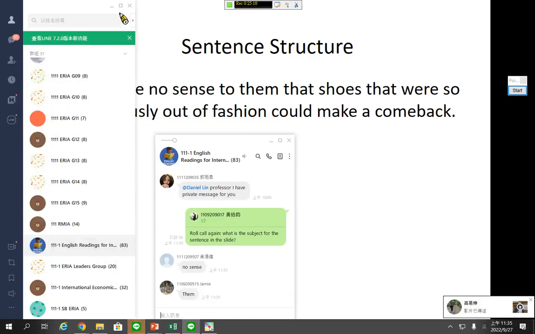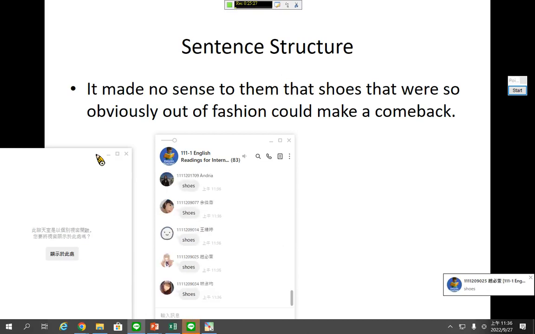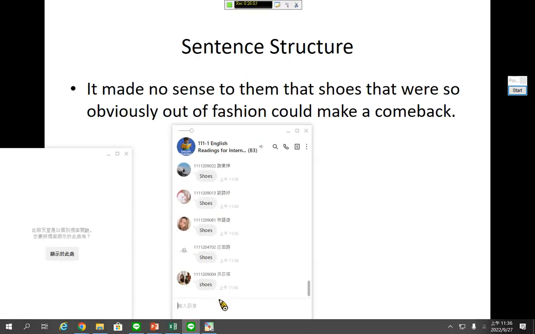Maybe I should give you a clear idea. It made no sense to them that shoes that were so obviously out of fashion could make a comeback. Very long. Remember, you have to make your own judgment. Don't just copy and paste, okay? Okay, in 5 seconds, I will end the roll call for this time. Okay, no more answers? Okay, now I end here.